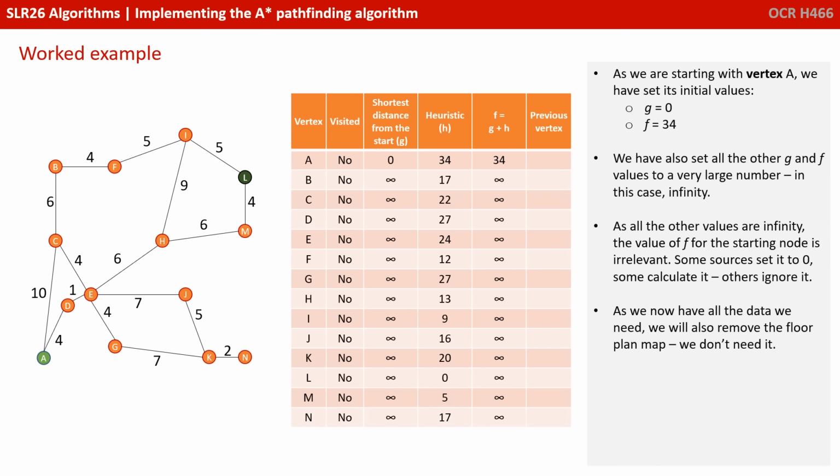So as we're starting with vertex A, we've set its initial values. It obviously has a G value of 0, so the shortest distance from A to A is 0. And it has a heuristic of 34. Therefore its F value is 0 plus 34, G plus H. We've also set all the other G and F values to a very large number, in this case infinity. As all the other values are infinity, the value of F for the starting node actually is completely irrelevant. Some sources set it at 0, some calculate it, others ignore it. So as we now have all the data we need, we'll also remove the floor plan as we don't need it.